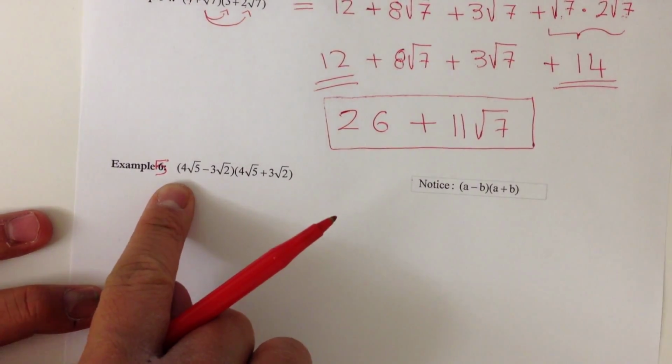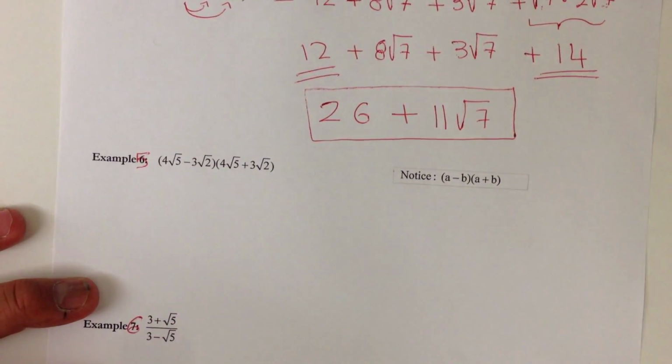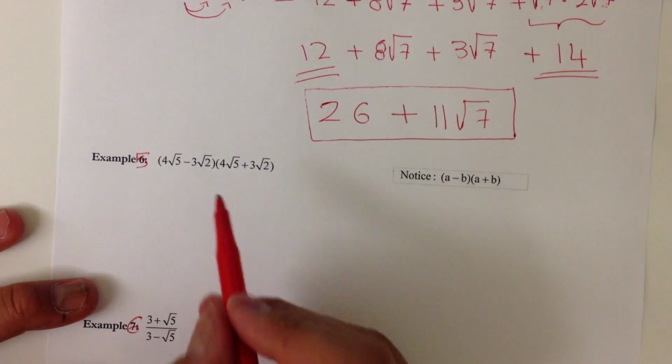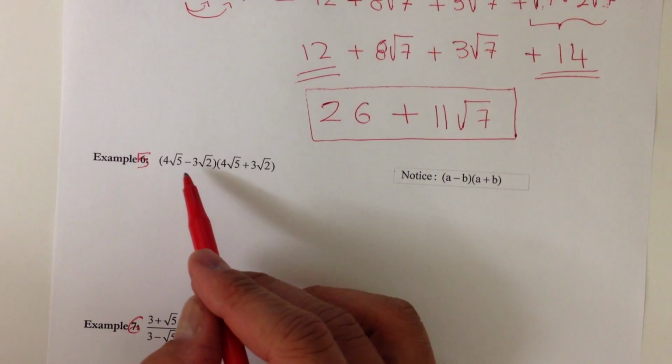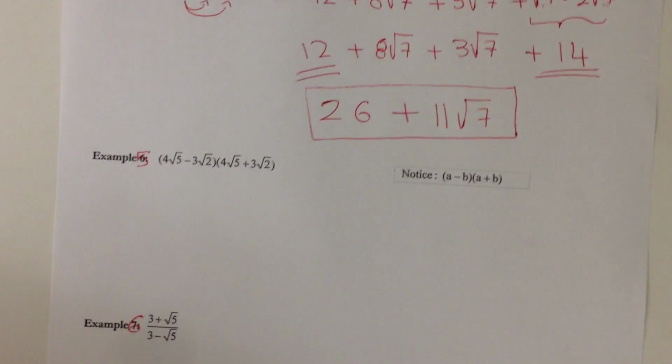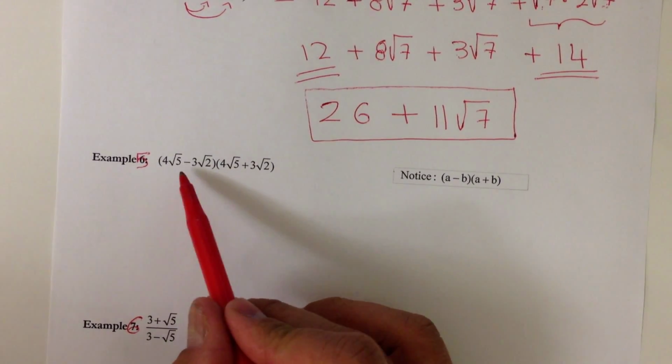So example 5, we're also multiplying 2 binomials, but I want you to notice something. These two binomials are actually kind of special. They are what we consider differences of squares. So when we multiply them, we can use a shortcut.